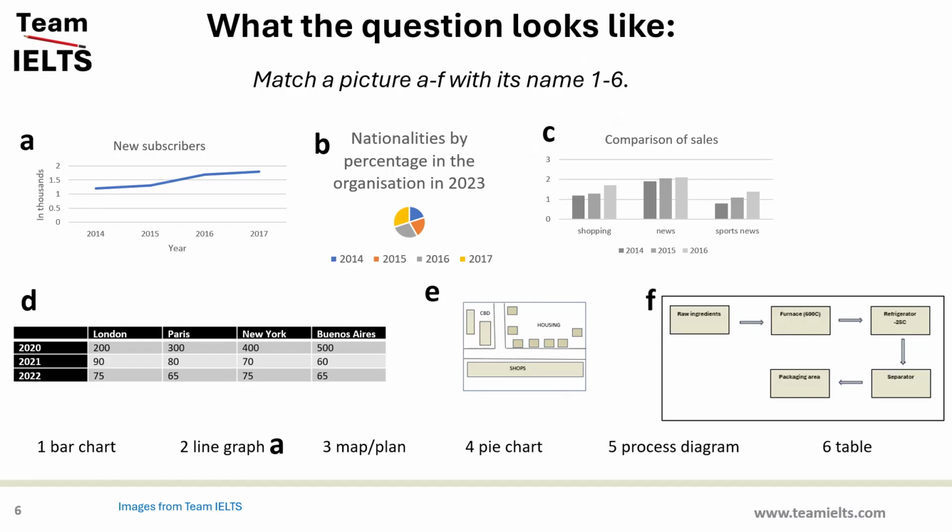Okay, so A, obviously a line graph. B is the pie chart. C is the bar chart. D is a table. E is a map or plan. And F, of course, is the process diagram.